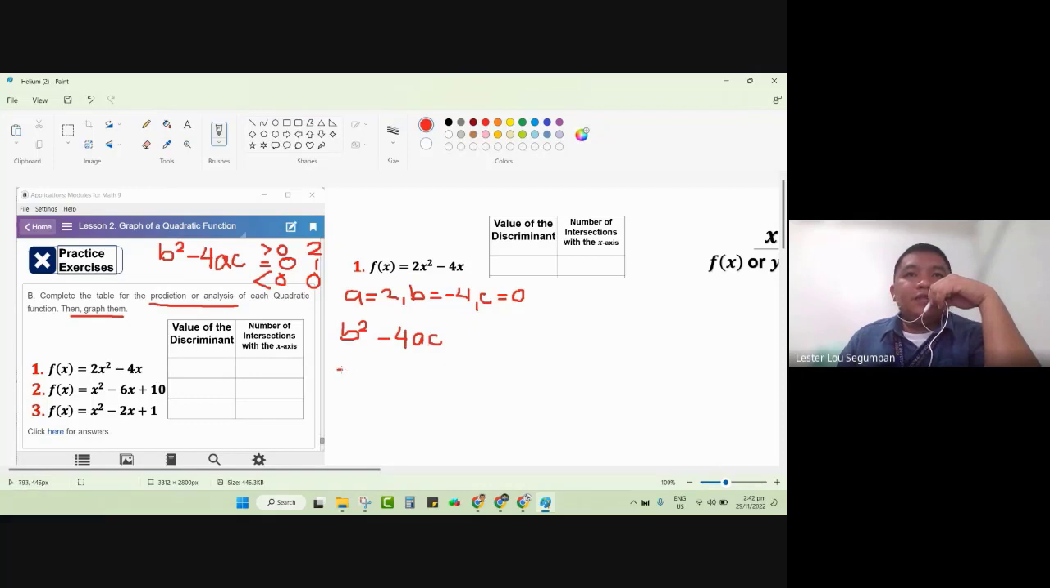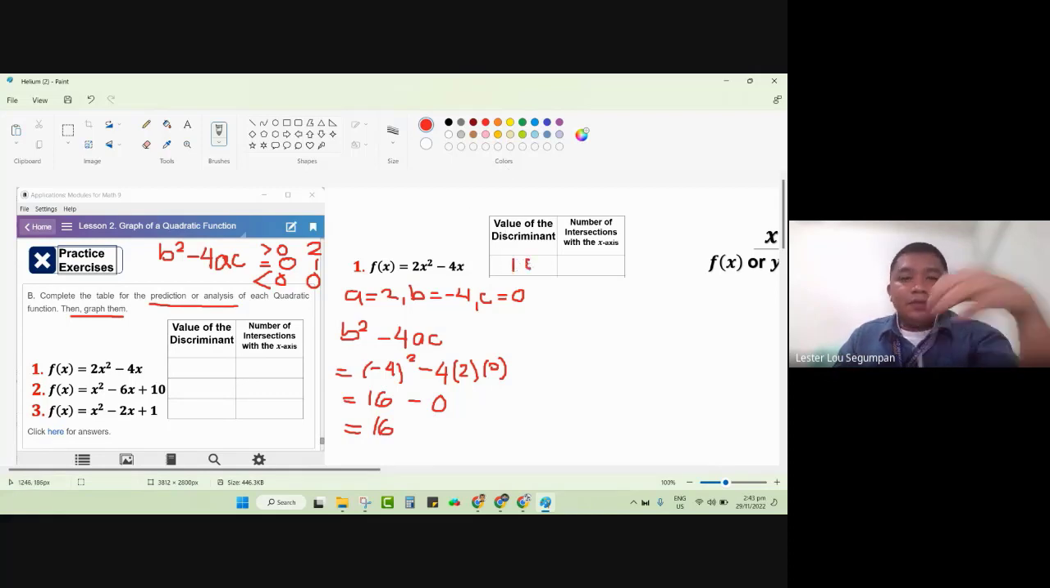By simply substituting, you will have negative 4 squared minus 4 times 2 times 0. Using this, negative 4 squared is 16, minus the entire expression becomes 0. So the value of this discriminant is 16. 16 is a positive number. Let's place it here: 16. And 16 is also greater than 0.